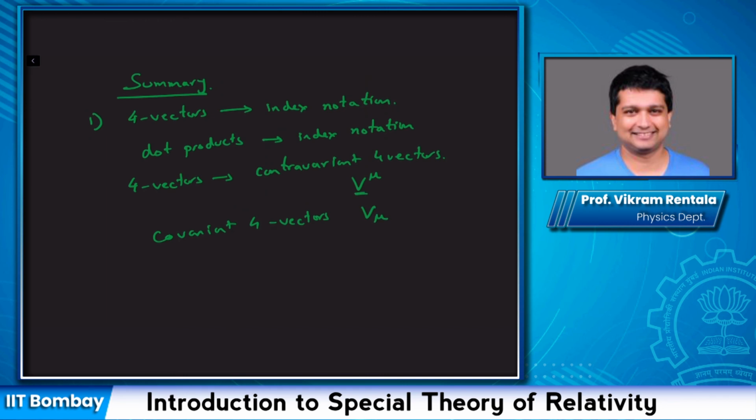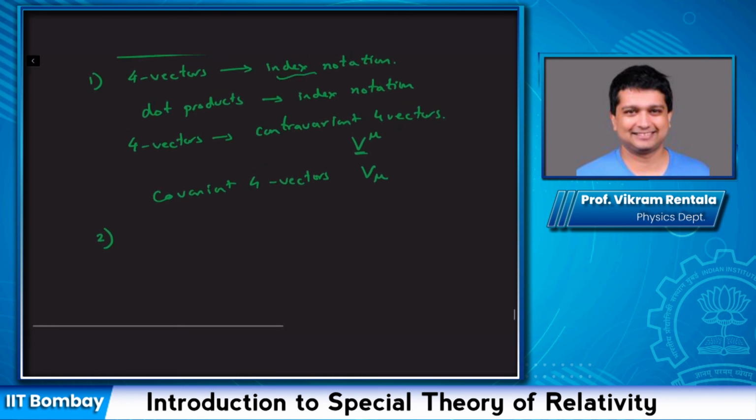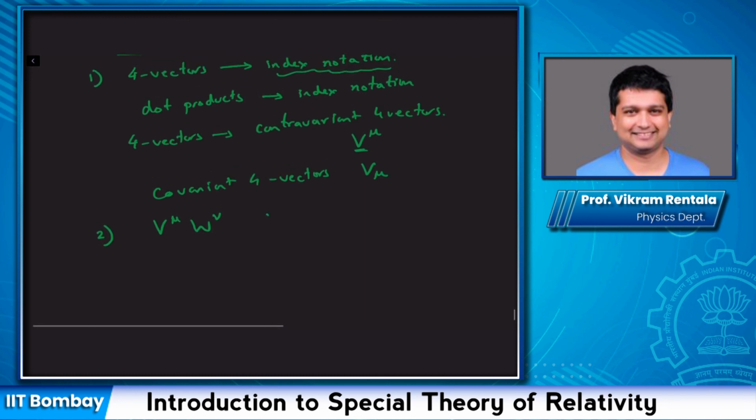And then we talked about how, using the ideas of index notation, we can generalize and write down a general product of 4 vectors, or what is called an outer product of 4 vectors, to define what is called a tensor product.